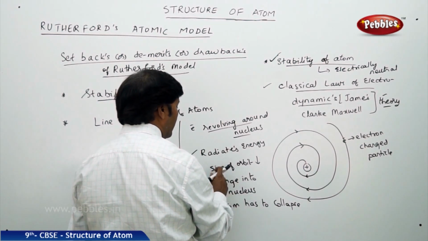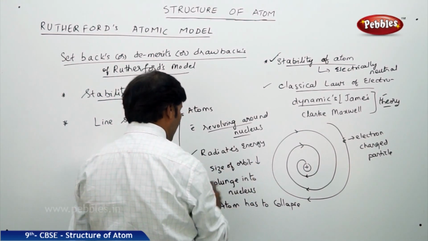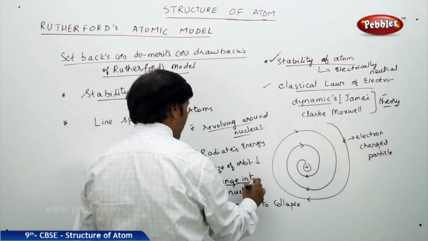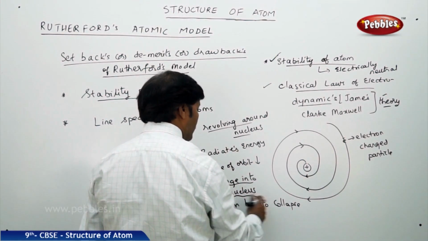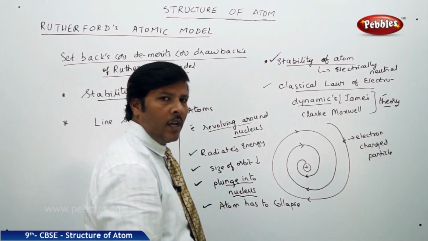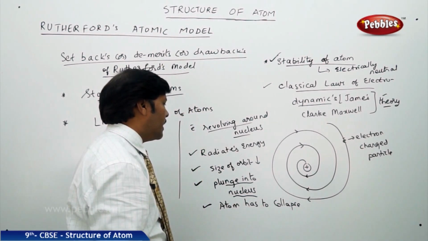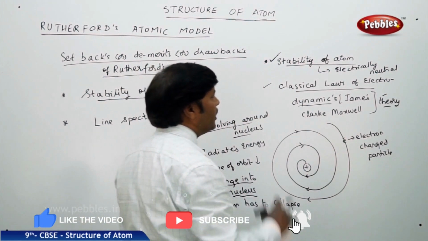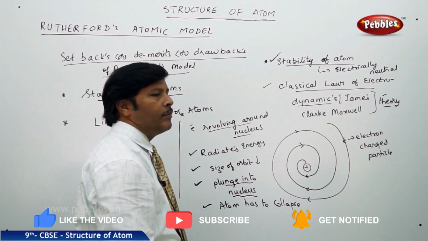Such that there is decrease in the size of the orbit. Then ultimately that electron will finally plunge into the nucleus, and finally the atom has to collapse. Once the atom is collapsed, then you have to understand that the atom does not exist at all. That means it electrically becomes neutral, and finally the stability has been achieved.